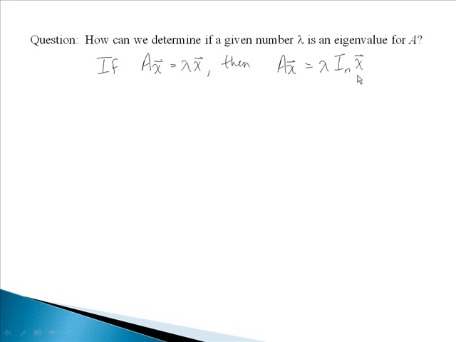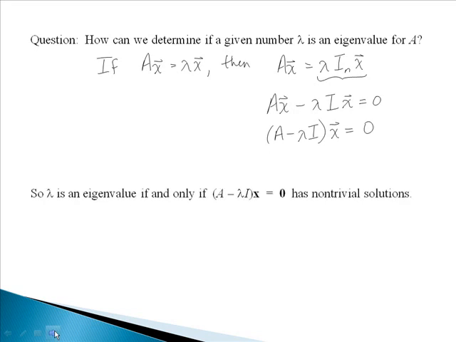However, now I'm going to subtract this expression so that I have Ax minus lambda I x, and we don't need to specify that it's I sub n anymore. And that is equal to 0. If I factor out my vector x, which is being multiplied on the right, then I have A minus lambda I on the left times x equals 0.